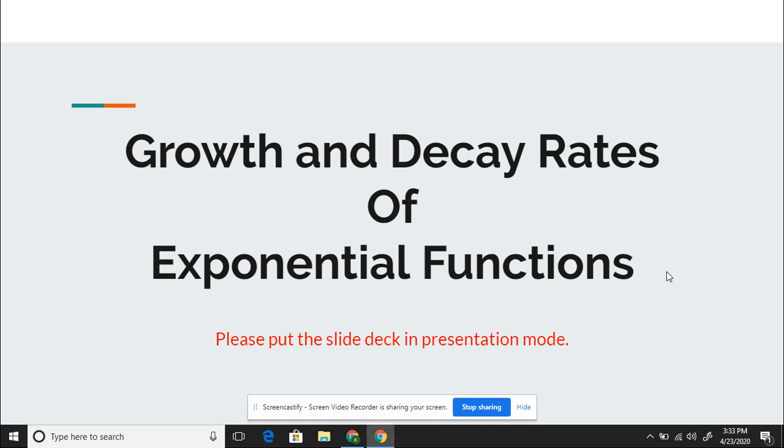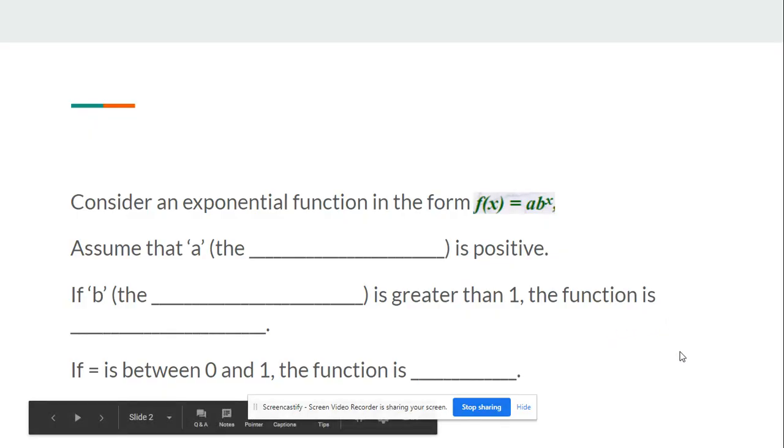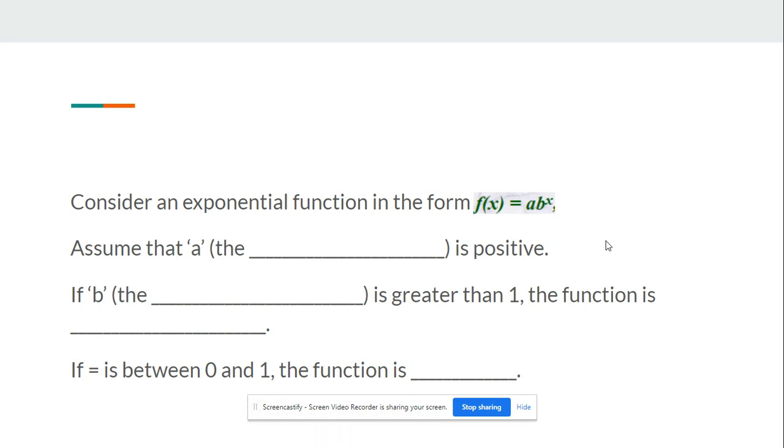Hi everyone, today we're going to look at growth and decay rates of exponential functions. To start, let's do a quick review. Let's consider an exponential function in the standard form, f of x equals a times b to the x power.